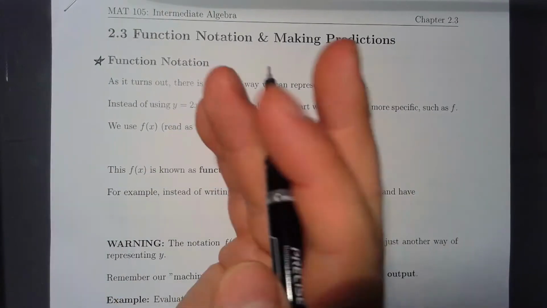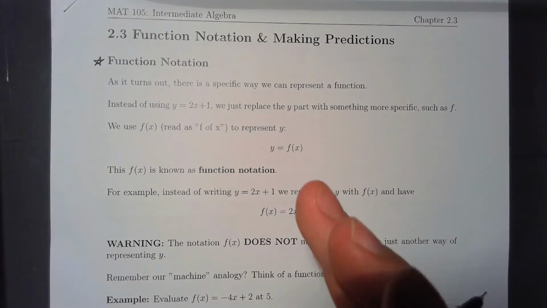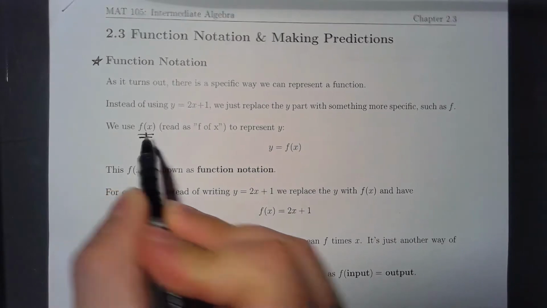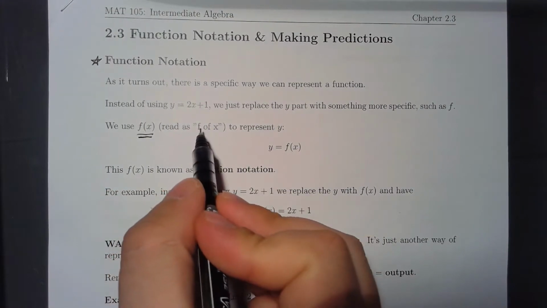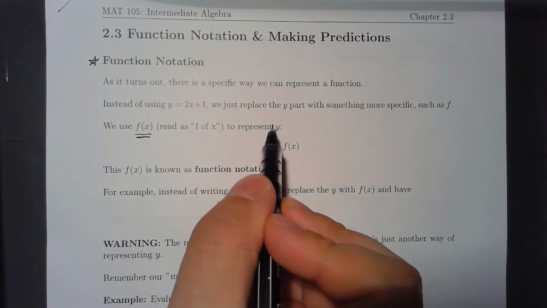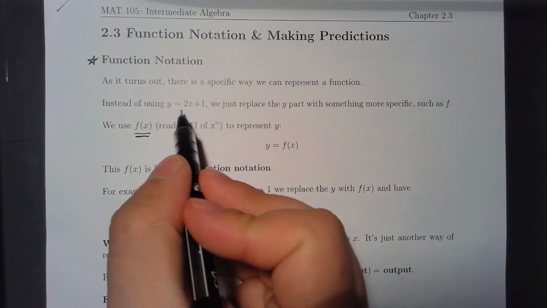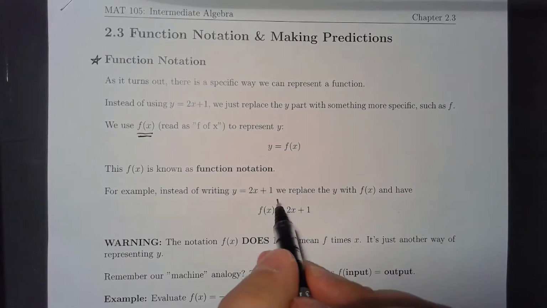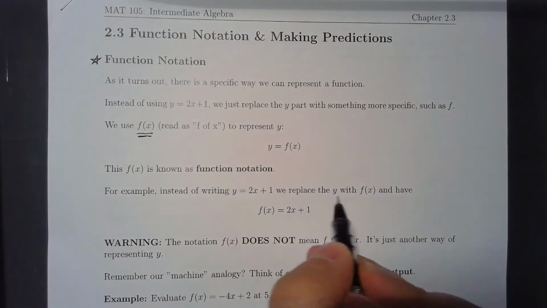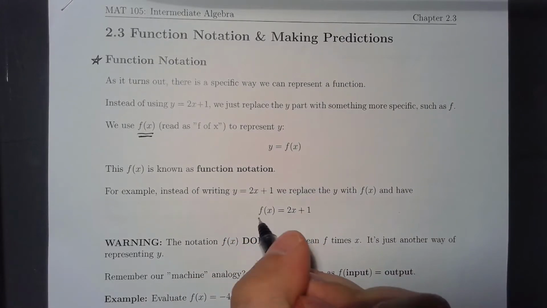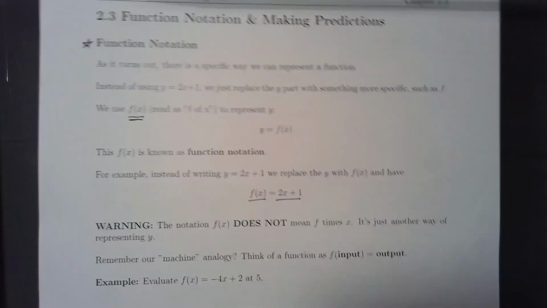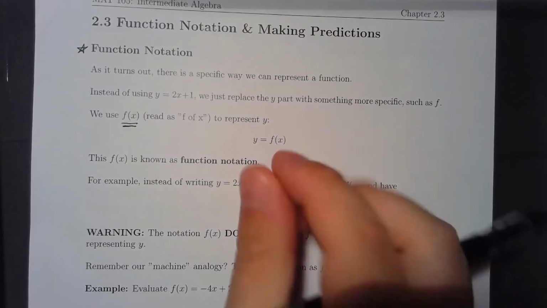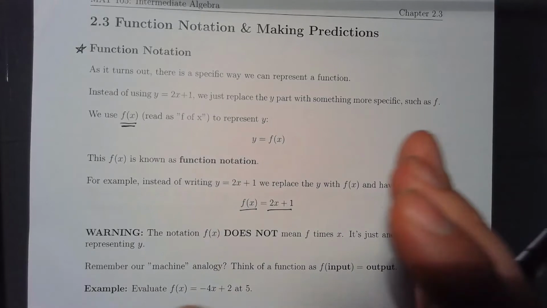When we have a function, we represent it with a mathematical notation, and we use this to indicate a function, and that's read as f of x, and we use that to represent y. So basically, instead of using y equals 2x plus 1, by using function notation, we could rewrite it by replacing the y with f of x, and we have f of x equals 2x plus 1. This is just function notation. It just replaces y, and by doing this, we could represent an equation as a function.